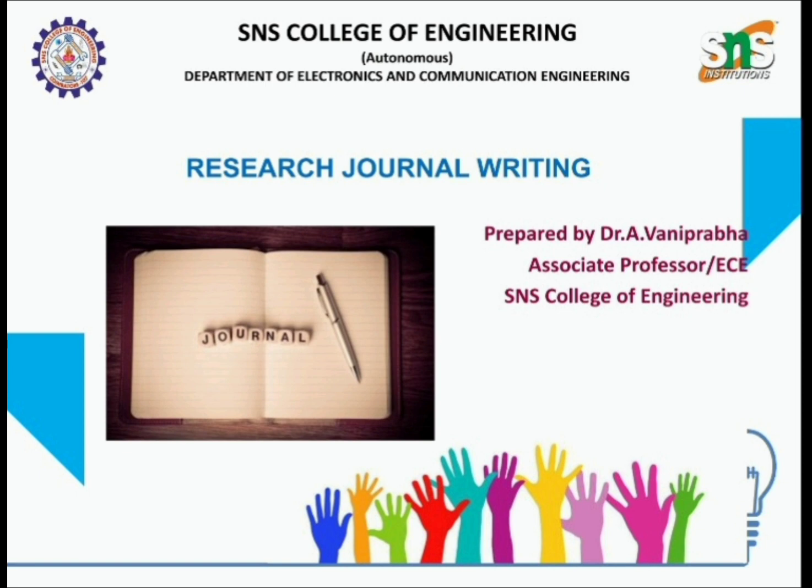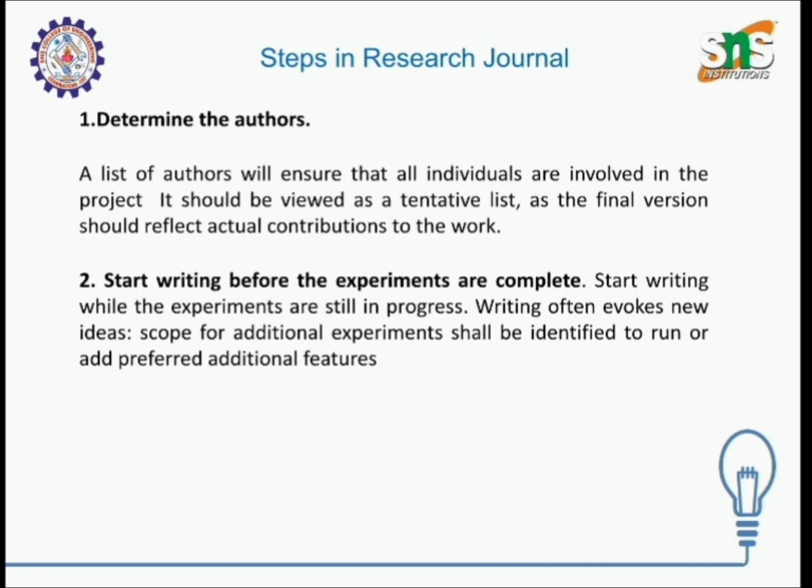Today, I'm going to share some important information about writing a research journal. Certain steps are involved in writing a journal. The first one is to determine the authors. When designing a research project, a certain list of guidelines is recommended. Under this, the order of authors is most important. So, the order of authors or authorship for a particular paper has to be framed based on certain guidelines.